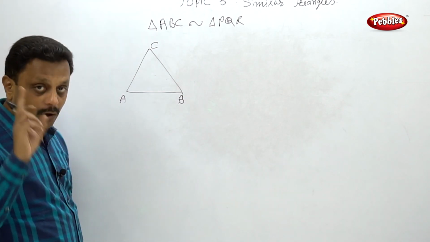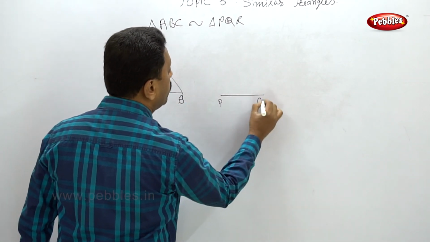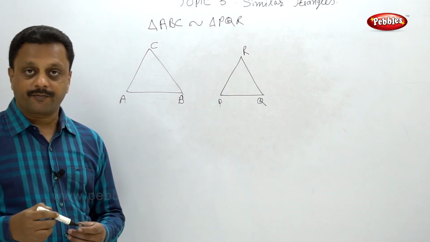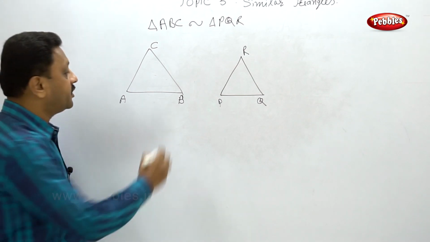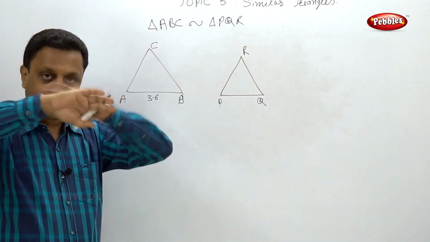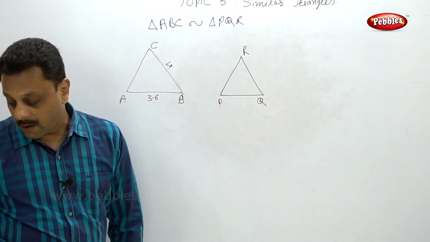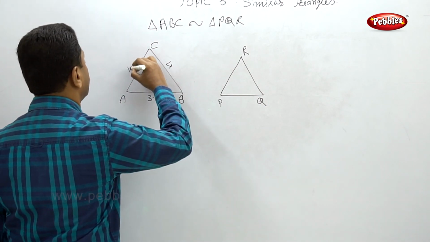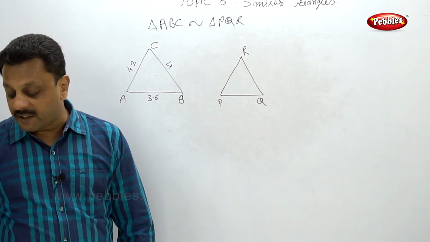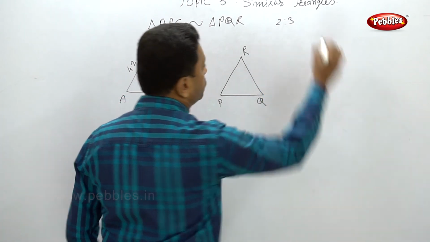So if we have drawn AB as a base, then here also draw PQ as a base and R as a top vertex. They are given that AB is 3.6, then BC is 4 and AC is 4.2, and then they are given that corresponding sides of ABC and PQR are in the ratio 2:3. Ratio is 2:3.